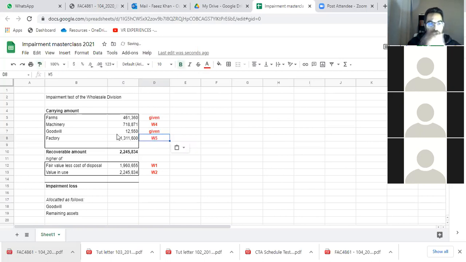So remember, the factory can be allocated on a reasonable and consistent basis. That is why the factory is included in the wholesale division's carrying amount. Okay, so the reason why it's included in the CGU's carrying amount is because you can allocate a portion to the CGU. If you could not allocate a portion to the CGU, then the factory will not be included in the carrying amount of the CGU. Please, that's very important.